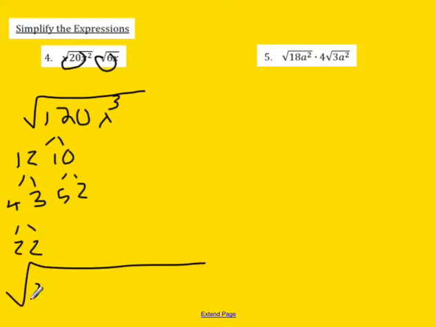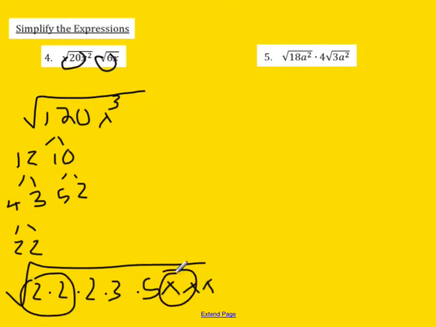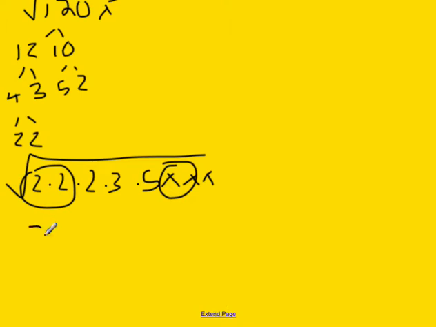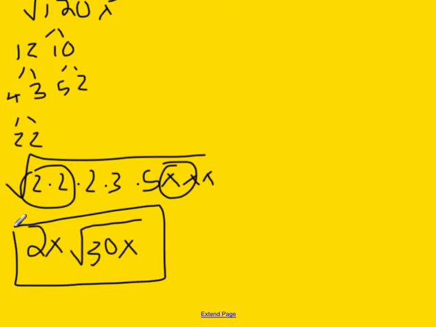Underneath the radical, I have 2 times 2 times 2 times 3 times 5, and then I have 1, 2, 3 x's. So I have one pair of 2's, and one pair of x's. On the outside, I have 2 times x, which is 2x, and underneath I have 2 times 3 times 5, which is 30, and then I also have that lingering x. So my final answer is 2x times the square root of 30x.